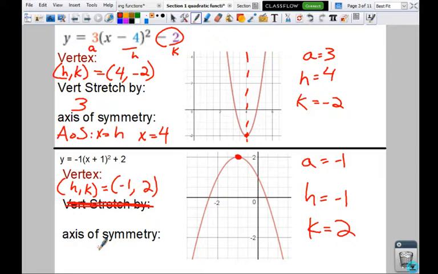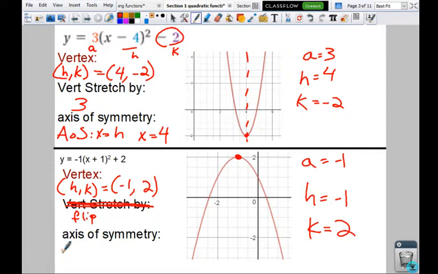Alright, do you remember back when we talked about absolute value, if I had a negative out in front, what it did to your absolute value? Yeah, it flipped, right? Same thing with parabolas. So we have a flip in this parabola. It's flipped upside down. Alright, let's keep going.